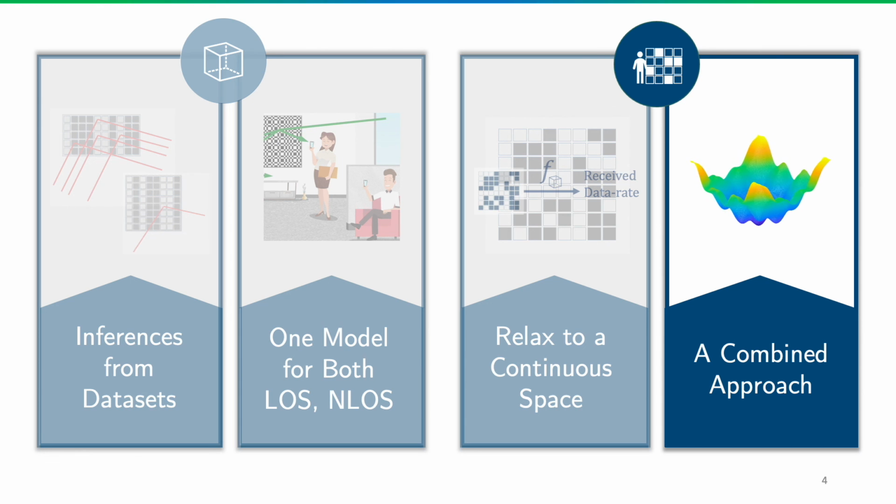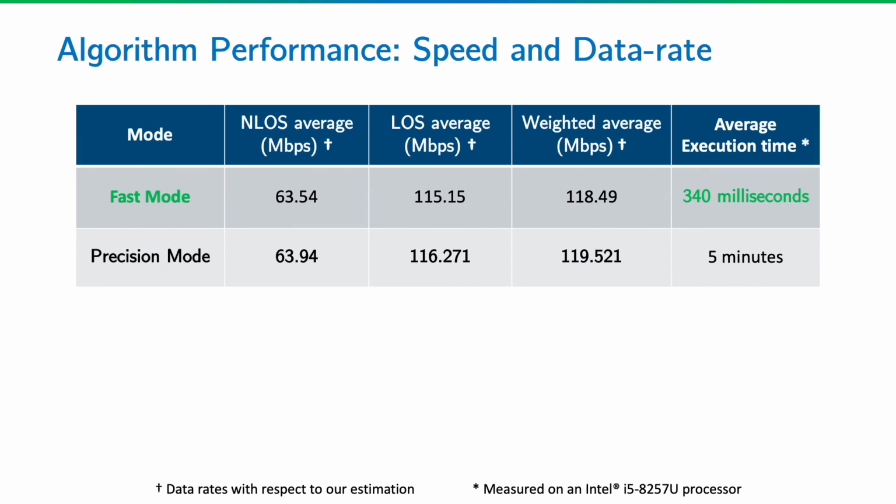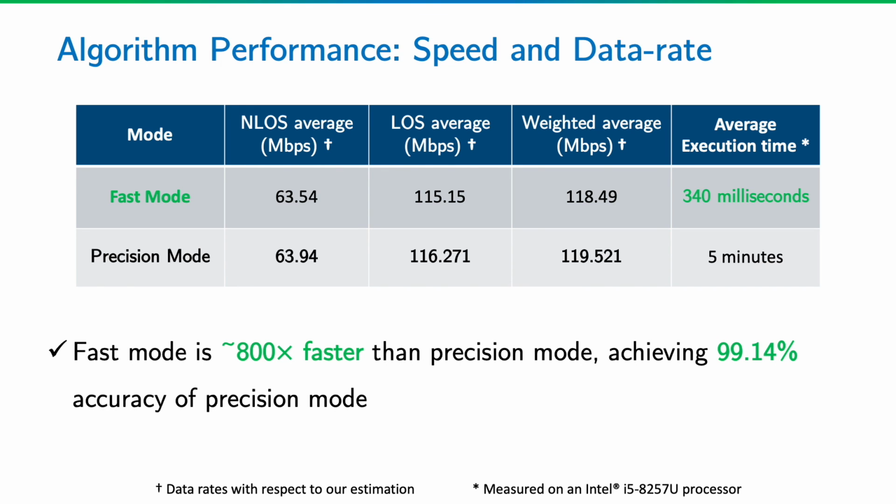The summary of our performance shows that the fast mode is roughly 800 times faster than the precision mode, and also it achieves 99% of the highest accuracy obtained by us in precision mode.